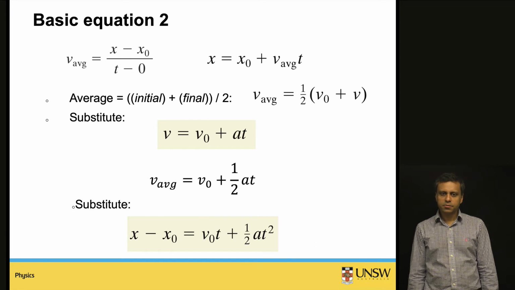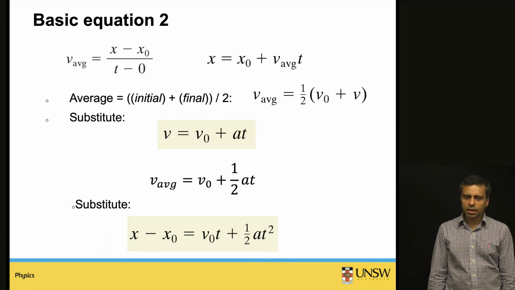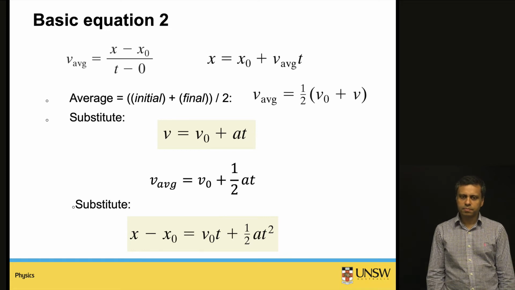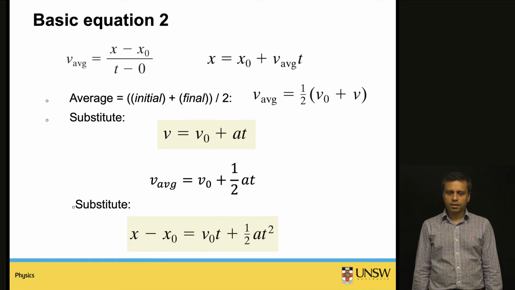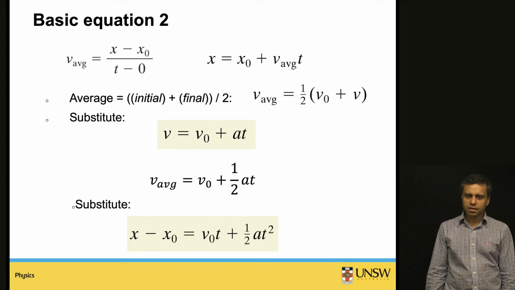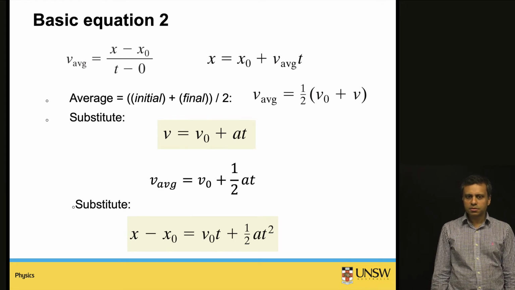And notice that this equation is a parabola in time, and this is a special case because we assume the acceleration is constant. Again, if you take the second derivative of this equation, you will get the constant acceleration back, basically.